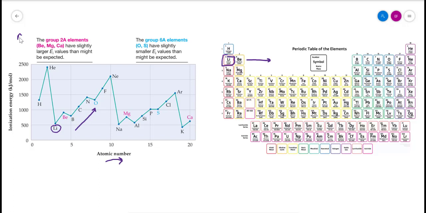But there are a couple anomalous, always anomalous things that don't fit within the general rules. The first is the group 2A elements here. Group 2A elements, things like beryllium, magnesium, calcium, 2A being this group right here, have a slightly larger ionization energy than necessarily the trend would predict, right? So you go from lithium and it bumps up, but then it comes back down for boron. How do we explain this phenomenon?